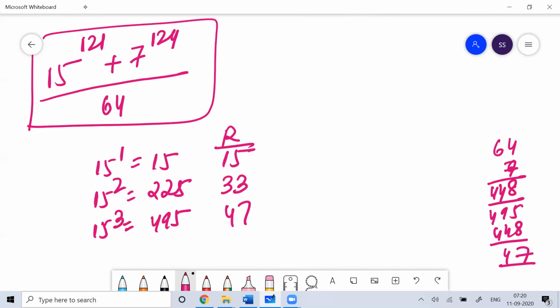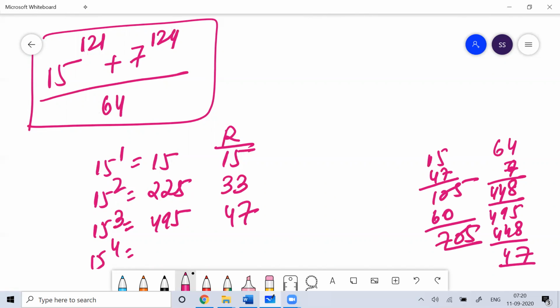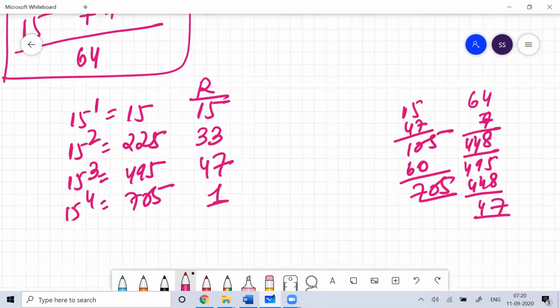So you'll get 47, so 15 to the power 4. 15 into 47 is 705. So 705, divide by 64. If you divide 705 by 64, you will get a remainder 1.